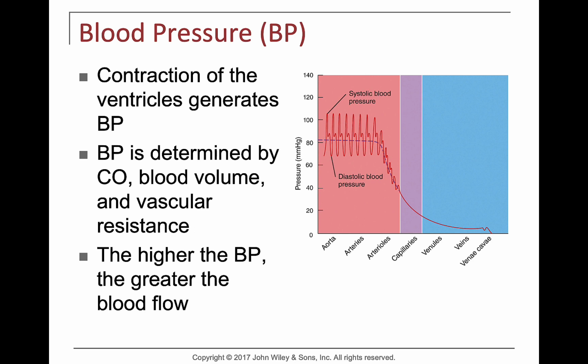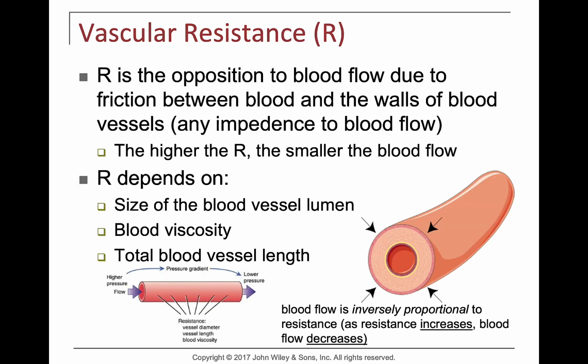We'll talk about several things that can cause resistance. But the higher the blood pressure, the higher the flow is going to be. So resistance, we said, is opposition to blood flow due to anything that impedes blood going through the walls, any friction. The higher the resistance, the less flow we're going to get.